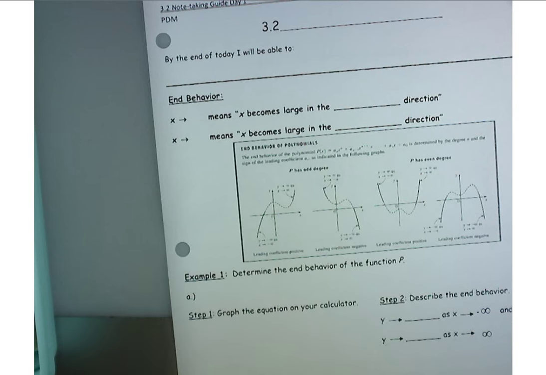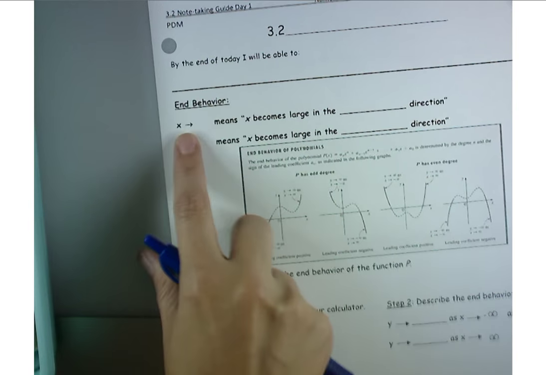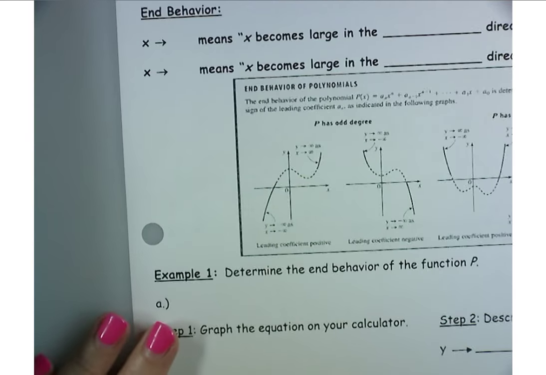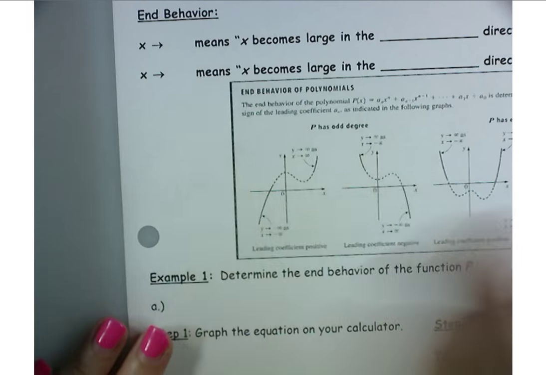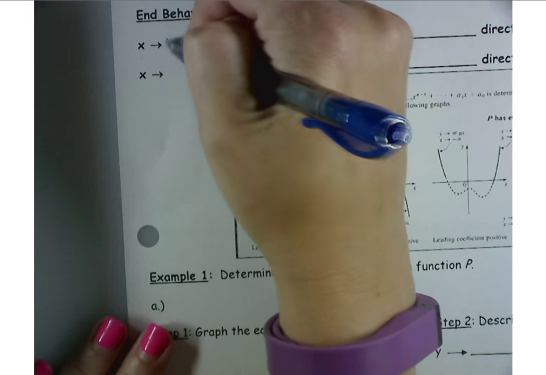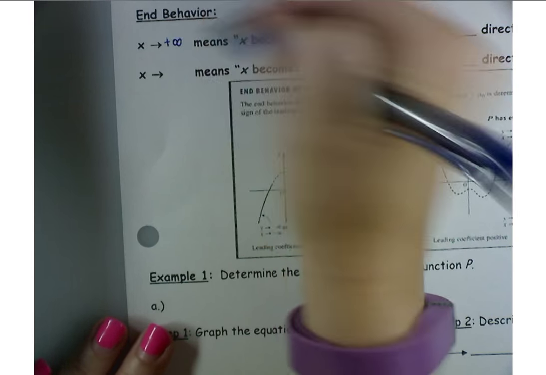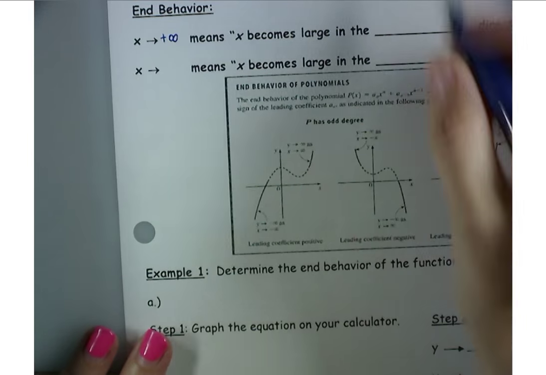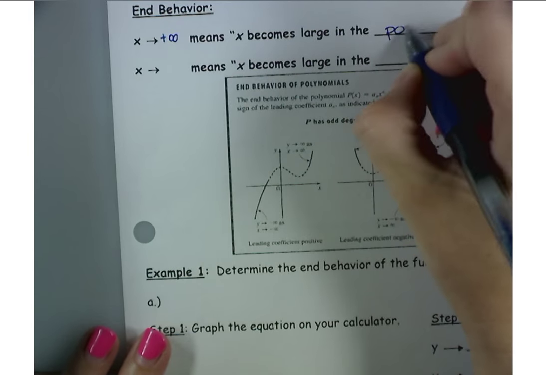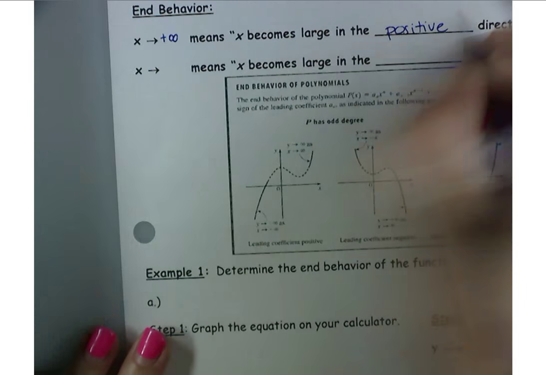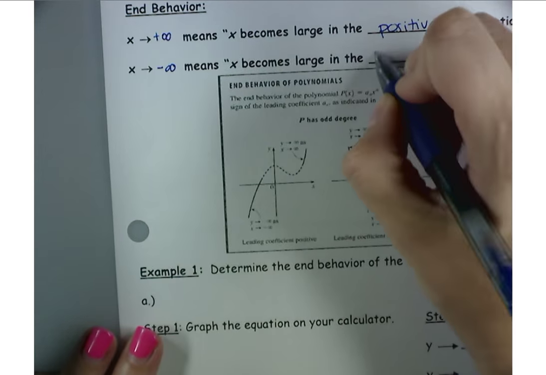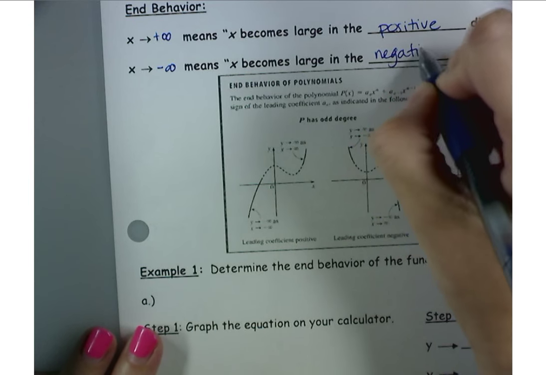It says X, and this arrow means goes to. So we would say X goes to positive infinity, or sometimes you'll just see infinity, you won't see the positive. That means X becomes large in the positive direction. And then negative infinity means X becomes large in the negative direction.